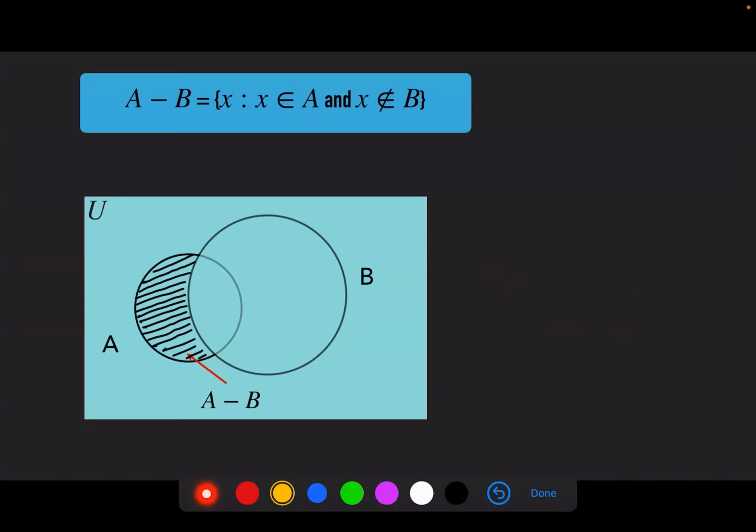Okay, how do you write A minus B? The set of all x that belongs to A but does not belong to B. Now you can clearly see that when you have a Venn diagram, this shaded portion is your A minus B, because this region is used to represent elements which are present only in A. They are not present in B.